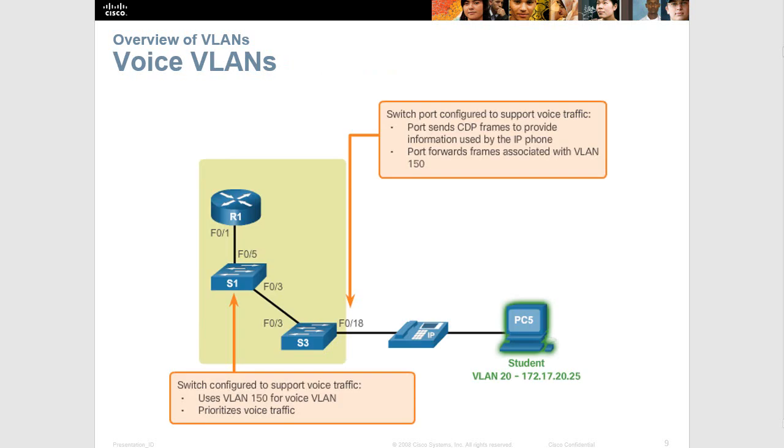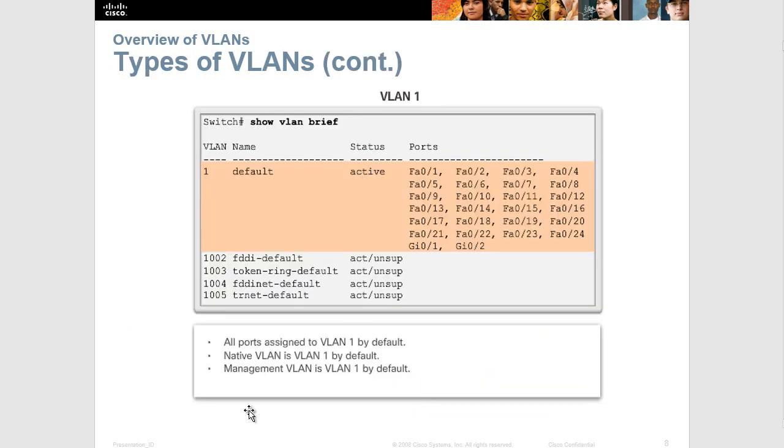Wait a minute, going back real quick. So just these bullet points down here, all ports are assigned to VLAN 1 by default. That's where they end up by default unless you move them yourself. Native VLAN is VLAN 1 also by default. Management VLAN is also VLAN 1 by default. Hence, it is the default VLAN. Okay, so remember that. Could come up as test questions. I mean, default VLAN is default for everything. Okay, except for fiber optic and token ring down here.